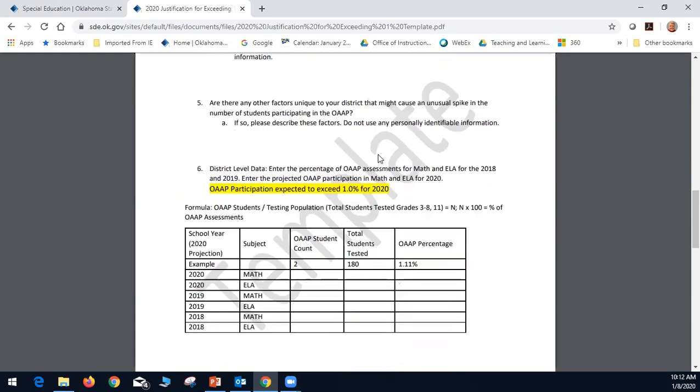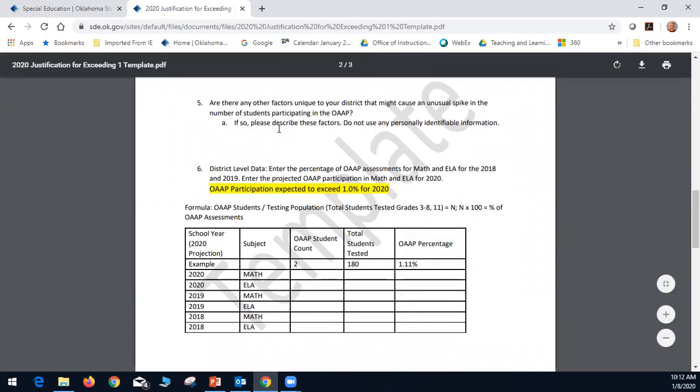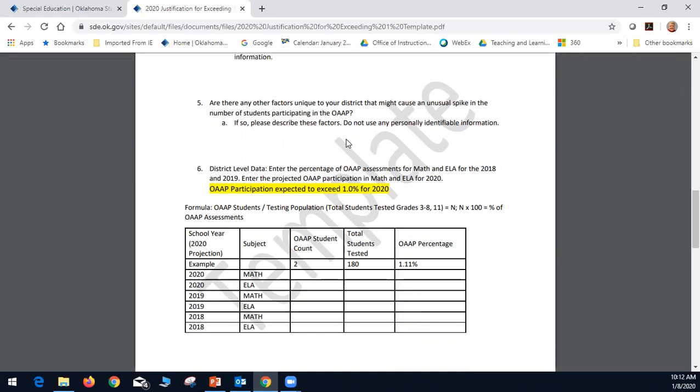Question number 5, are there any other unique factors to your district that might cause an unusual spike in the number of students participating in the OAP? So anything else that you might think of that can kind of affect the number of students participating that might be unique to your district?